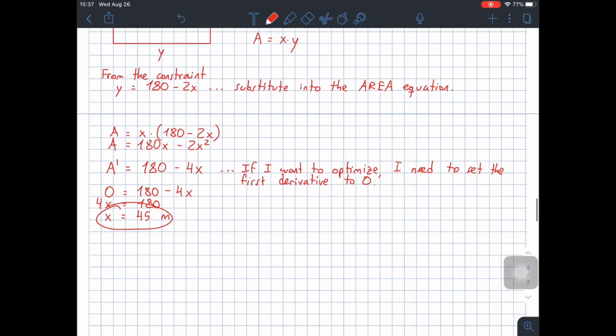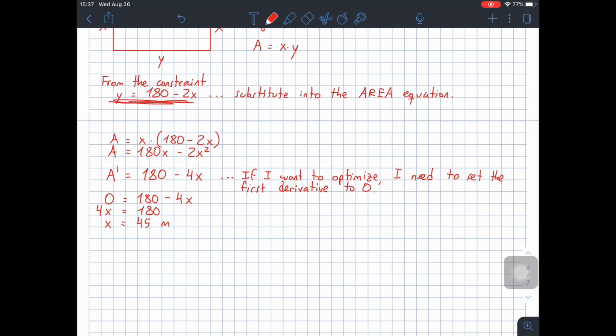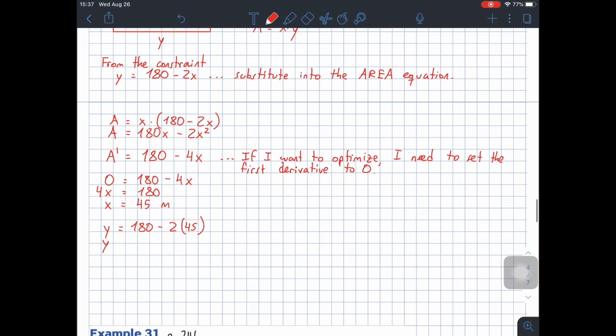With this value of x, I can find the value of y, which is found by replacing the value of x into the constraint. Y is equal to 180 minus 2 times 45. 2 times 45 is 90, so 180 minus 90, that's 90 meters.